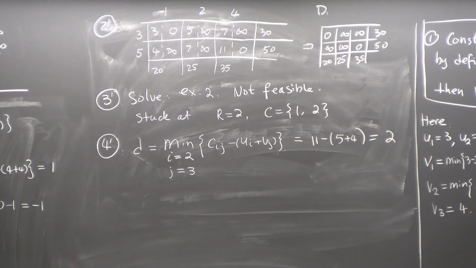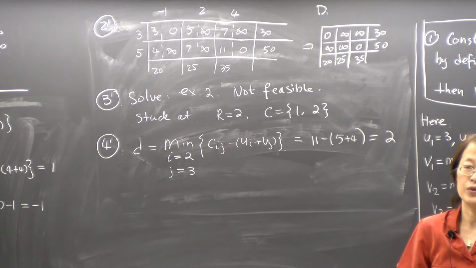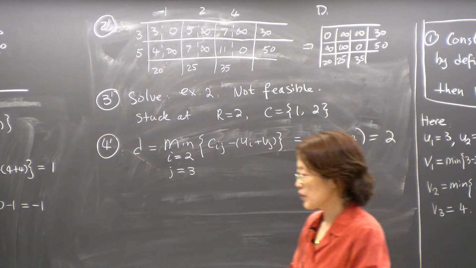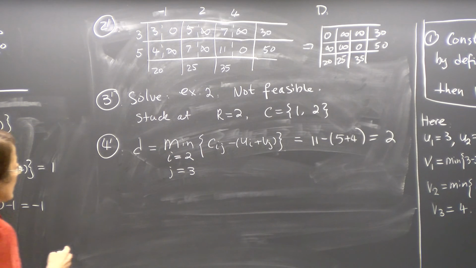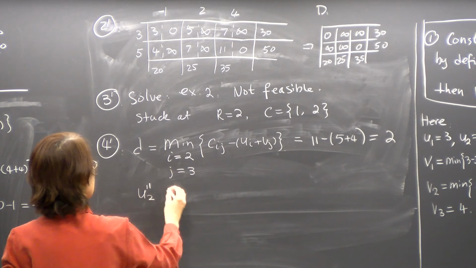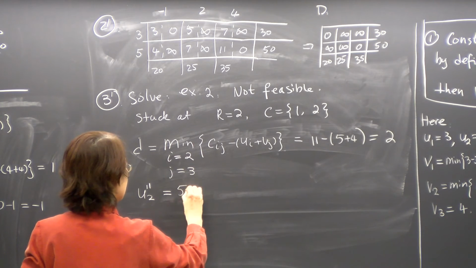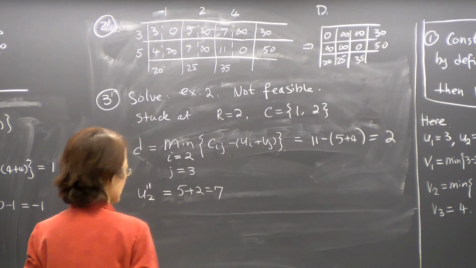Is it all clear, every step what I'm doing and how you get these numbers? If there's anything unclear, stop me and ask. Because I have only one cell, I just calculate that number. The minimum is that number. Now I will change my U. So U2 will be further changed. I will add 2 units on U2. So I will have 5 plus 2, which will be 7.